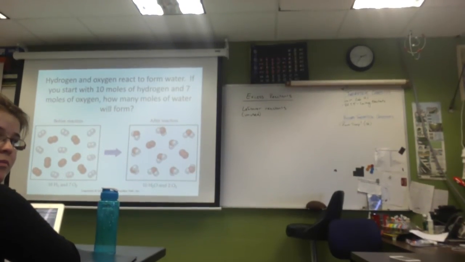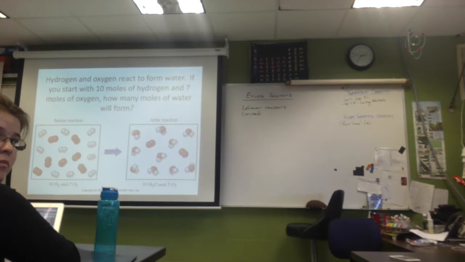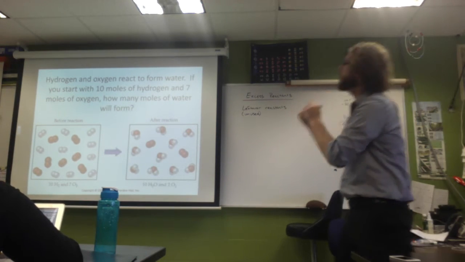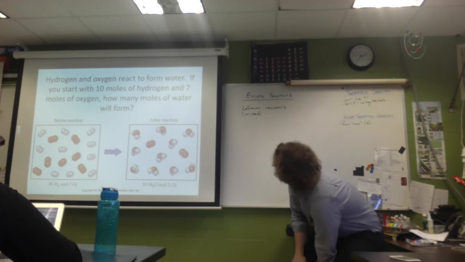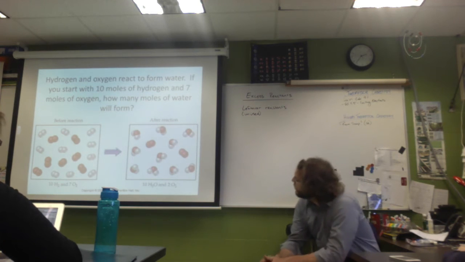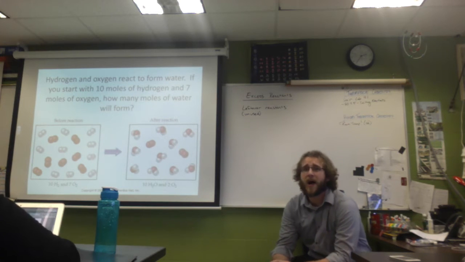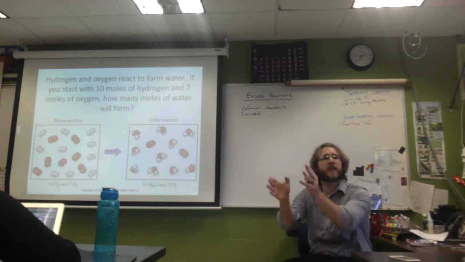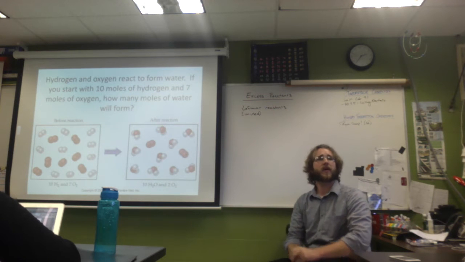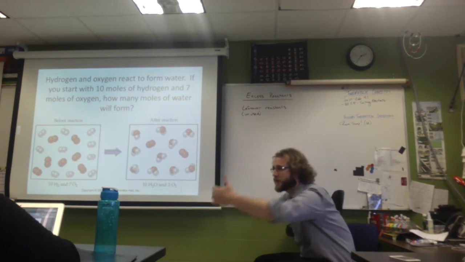So if we were to look at an example, hydrogen and oxygen react to form water. You start with 10 moles of hydrogen and 7 moles of oxygen. We want to know how many moles of water will form. Now, according to a reaction, we got to have two things. We got to have some hydrogen. We got to have some oxygen. They have to react together.